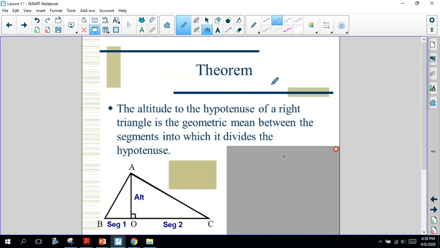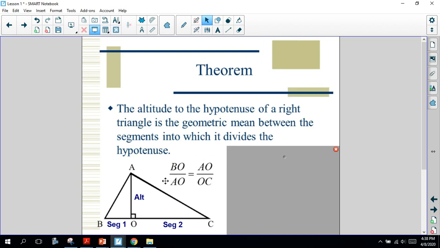Okay, here we go. In this particular theorem, it says that the altitude to the hypotenuse of a right triangle is the geometric mean between the segments into which it divides the hypotenuse. So if I look at this particular diagram, the altitude is AO. Well, AO is a geometric mean. It repeats between the two segments of the hypotenuse. So when I drop this altitude in here, it divides the hypotenuse into two segments, and for lack of a better name, I'm just going to refer to them as segment 1 and segment 2.